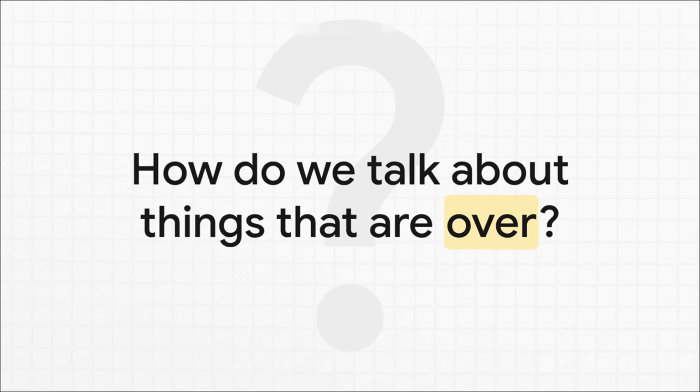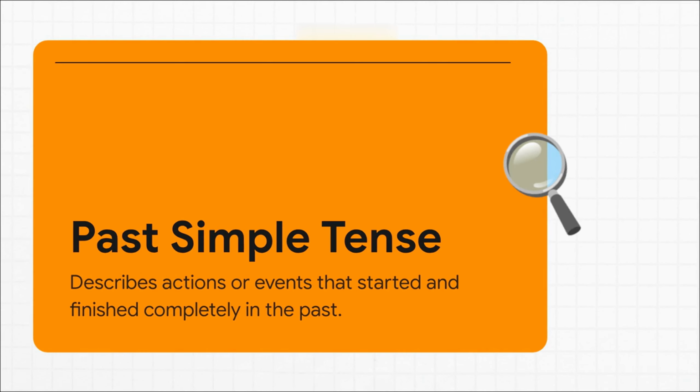So let's kick things off with a pretty basic question. How do we talk about things that are completely finished? Done, over with. It doesn't matter if it was yesterday or a million years ago. There's one simple answer for all of it. And that answer is the past simple tense. Its entire job, its whole purpose, is to describe actions that both started and finished in the past. That right there is the golden rule you gotta remember. If the action is a closed loop, it belongs in the past simple.